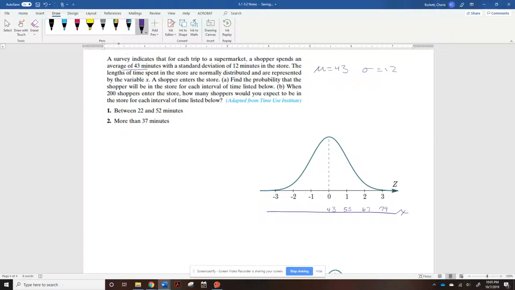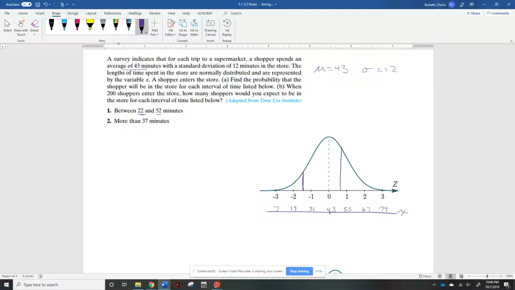Minus 12 would be 31. Minus 12 would be 19. Minus 12, I think, would be 7. So these correspond to the z values of 1, 2, 3, -1, -2, -3. They want us between 22 and 52. So where's 22 going to be? Somewhere in here. And 52 is going to be somewhere in here.